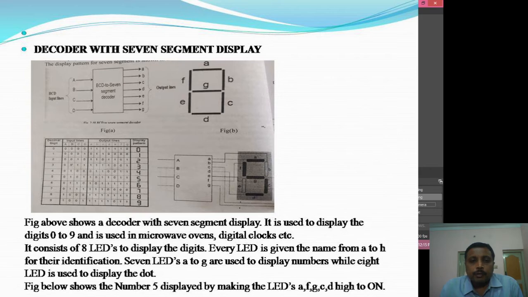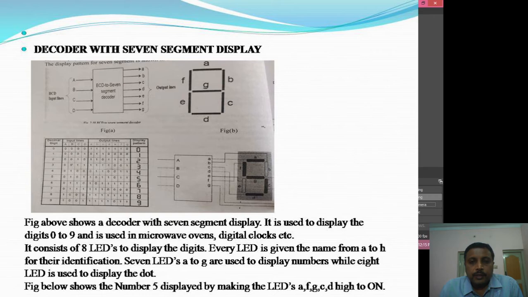Similarly, for decimal 2, we want to display a pattern of 2. Since 2's binary equivalent is 0, 0, 1, 0, the inputs would be 0, 0, 1, 0. And the outputs for 2 to be highlighted on the display are A, B, G, E and D in high state. The remaining outputs will be in a low state.